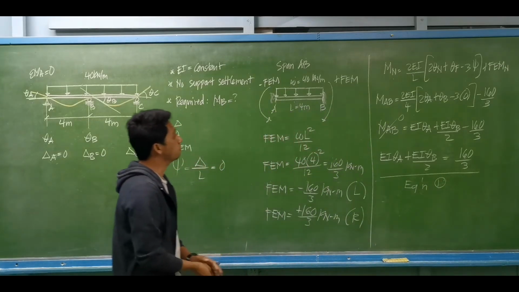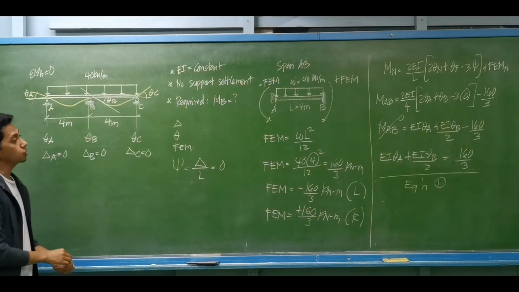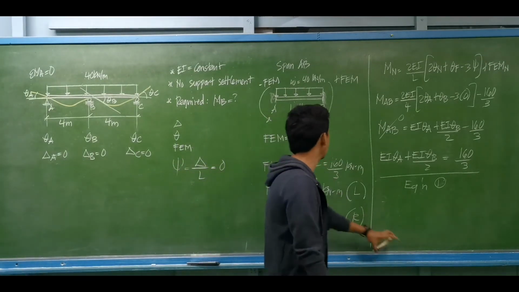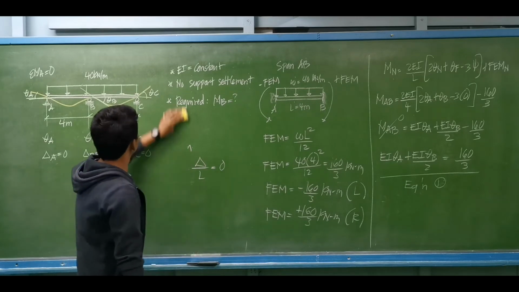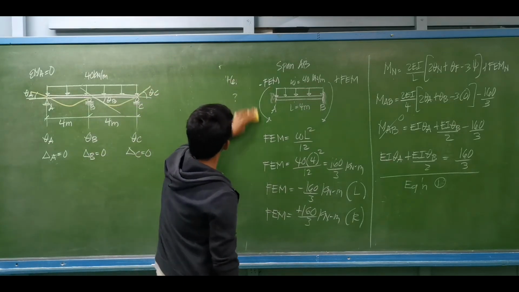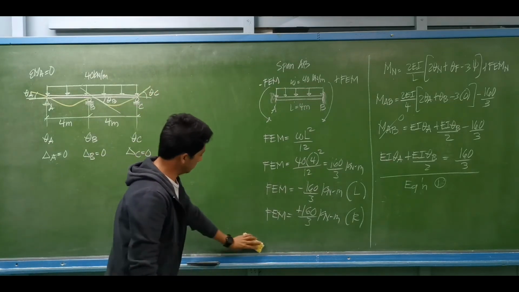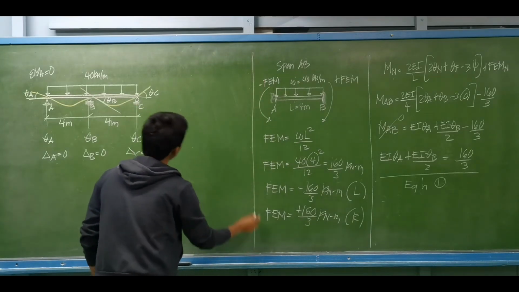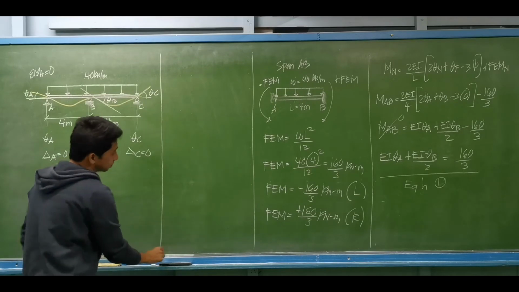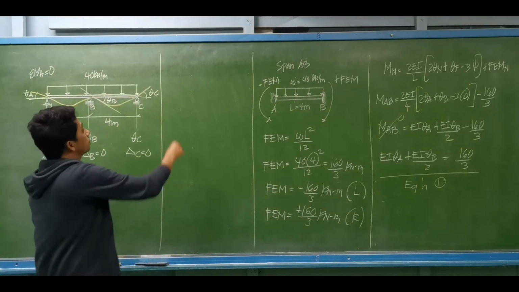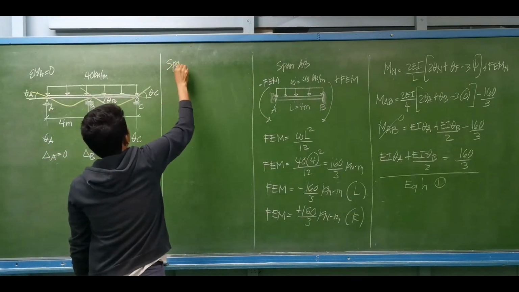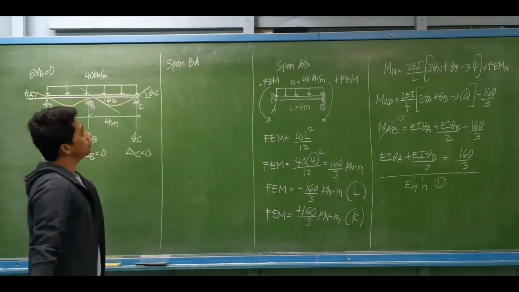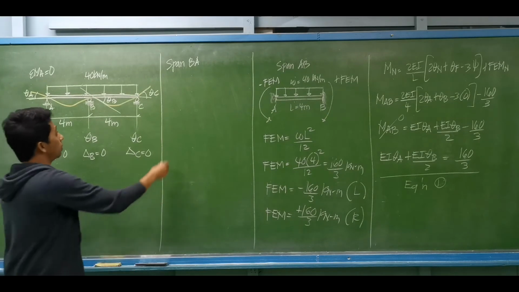Alright, considering span AB. Okay, so let us consider the next span. That will be the same as span BA. The same span, all we have to do is alternate the letters. Alright, so span BA, let us establish the equation.